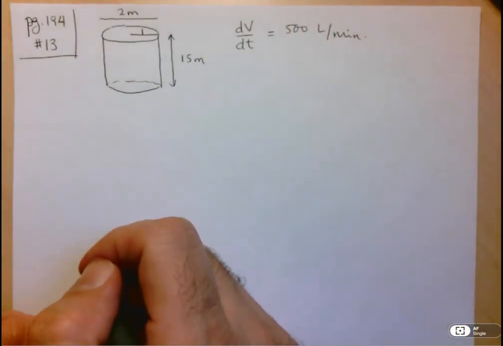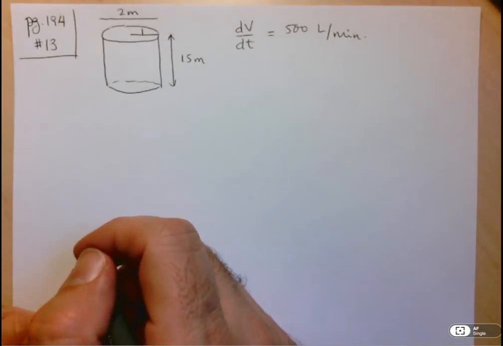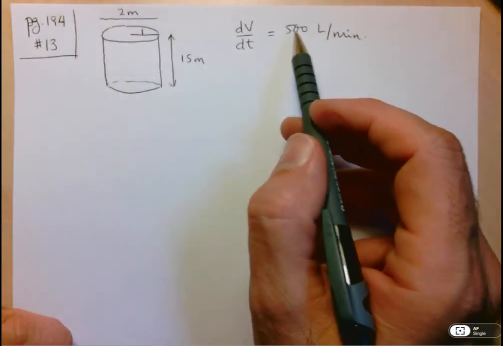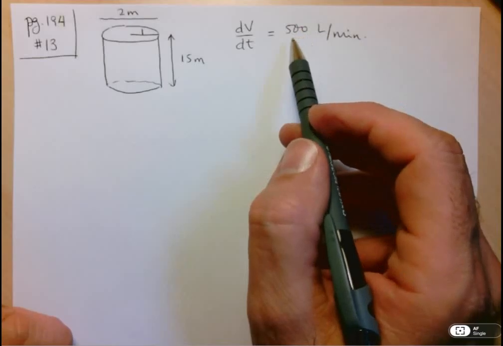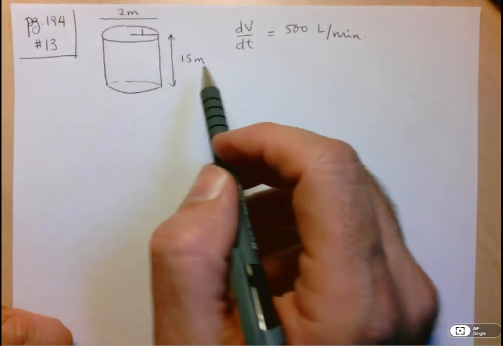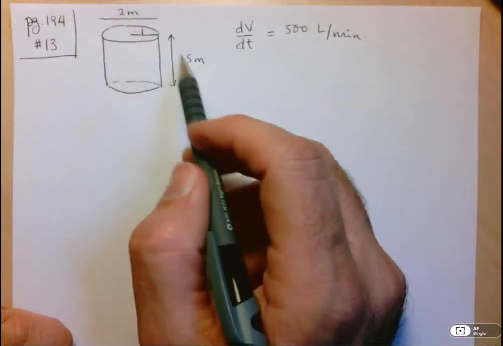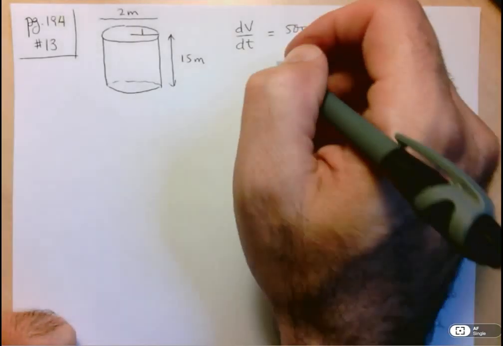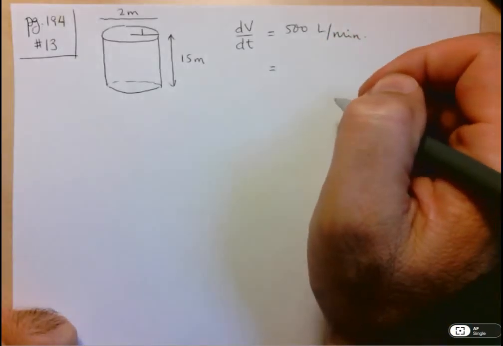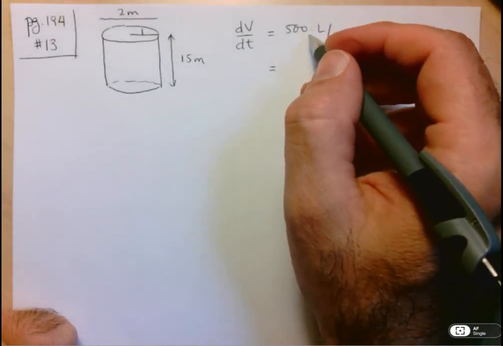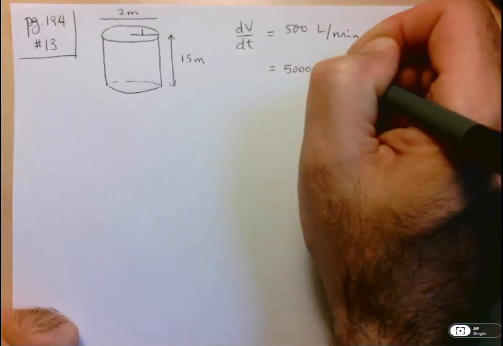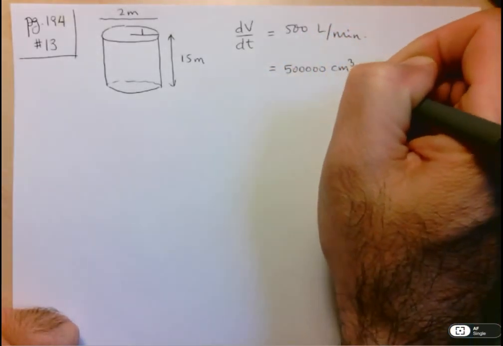Now before I go on, they give us a hint in this question by telling us that 1 liter is 1,000 centimeters cubed, but here my height and radius are given in meters, so I'm going to want my volume to be in terms of either centimeters cubed, in which case I'll have to change these into centimeters, or meters cubed, and I can leave these as they are. So I'm going to try to go for meters cubed here. First, let's start with the conversion they give us. Each liter is 1,000 centimeters cubed, so this is going to be 500,000 centimeters cubed per minute.